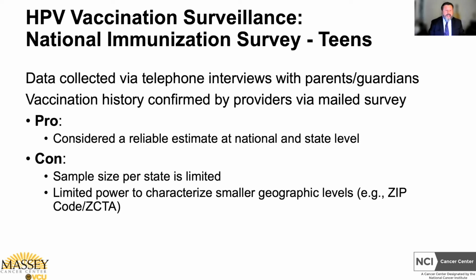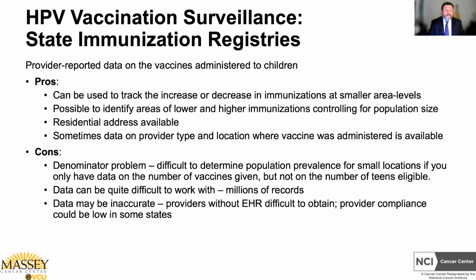The con is that the sample size per state is somewhat limited. And so with this limited power, it's hard to characterize smaller geographic areas, such as at the zip code level or even at the county level.